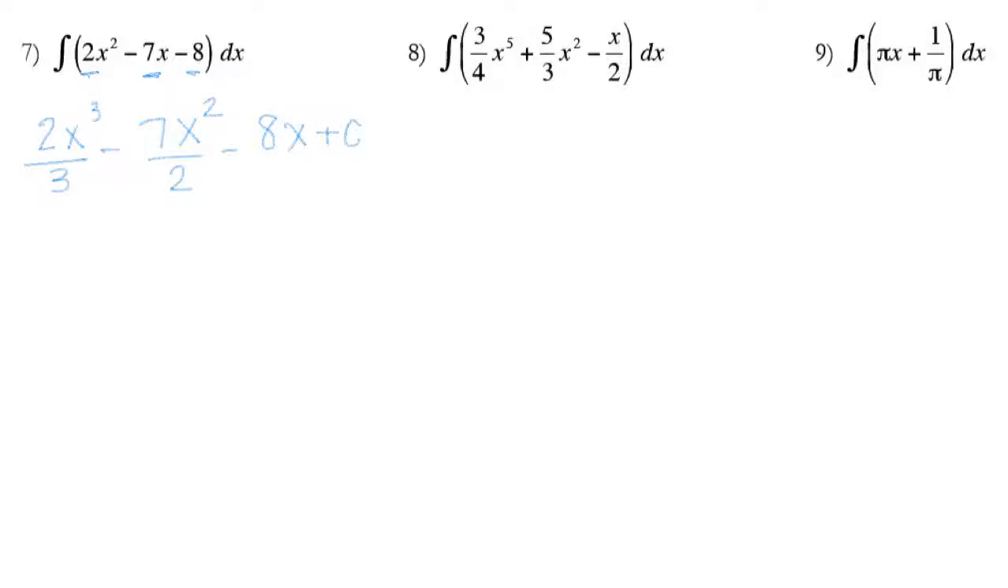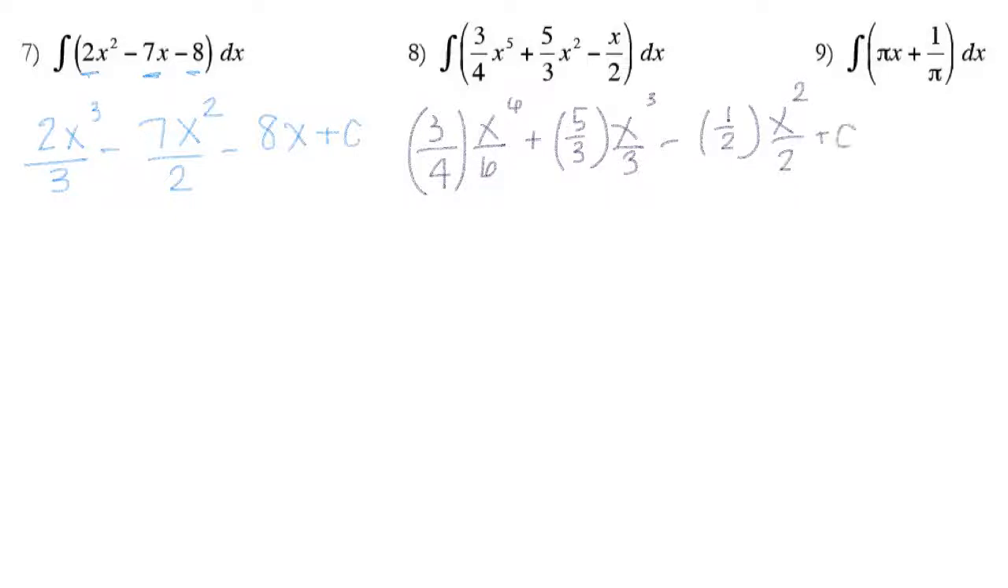Okay, now number 8 looks like it might be a little more difficult. So let's see, it's got a lot of fractions in it. And again, I would just keep here 3/4 x to the 6th divided by 6. Now remember, you are multiplying these terms, plus, and we have 5/3 x to the 3rd divided by 3 minus, and then remember x over 2, that's really the same thing as 1/2, isn't it? And then x to the 2nd over 2, and then plus c.